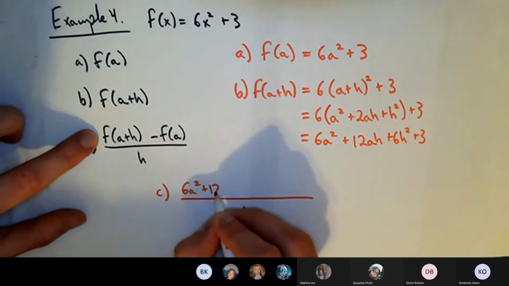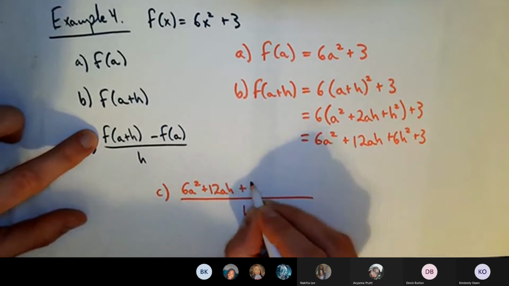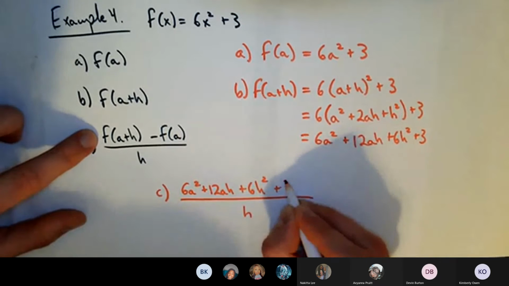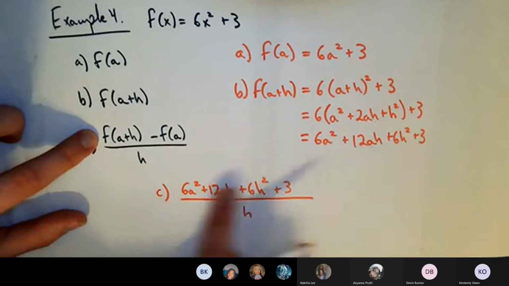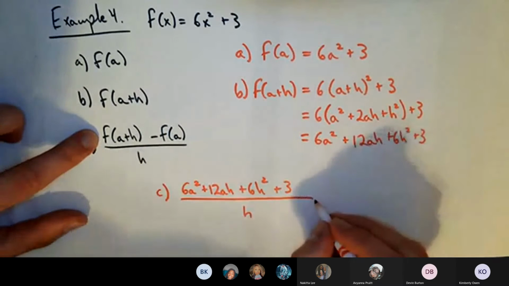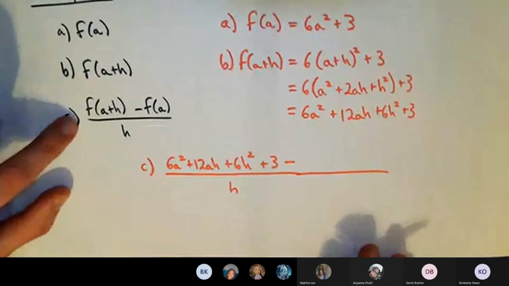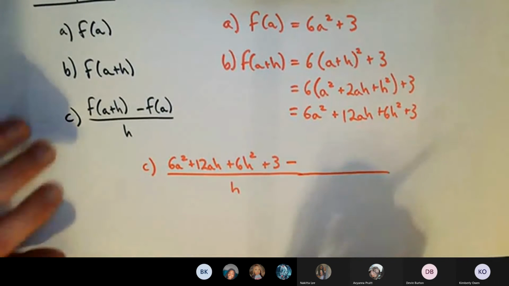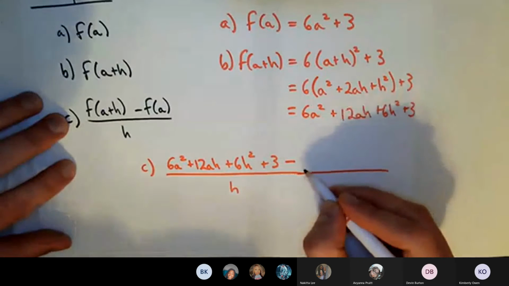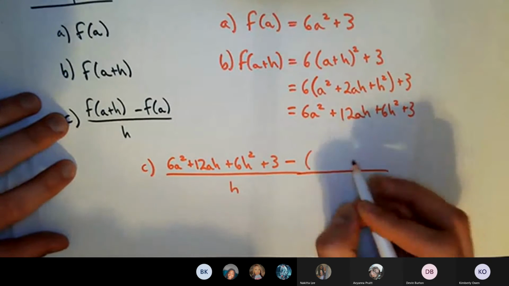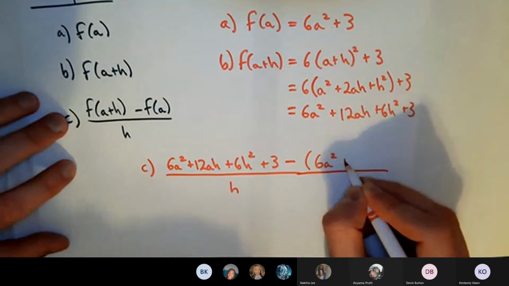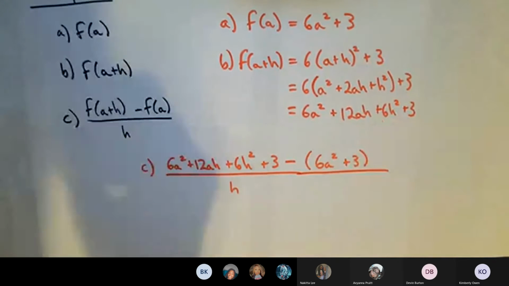6a squared plus 12ah plus 6h squared plus 3. Literally this whole thing right there. Then the minus sign. And I'm going to subtract f of a. So since I'm subtracting it, I need to make sure I wrap it in parentheses, so I subtract the entire thing. So there's f of a.